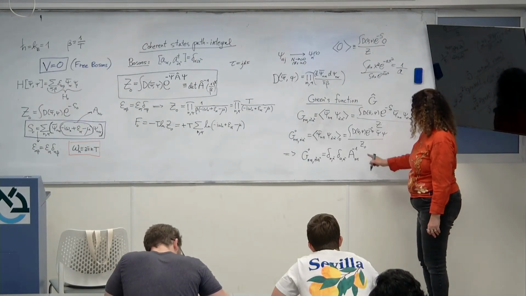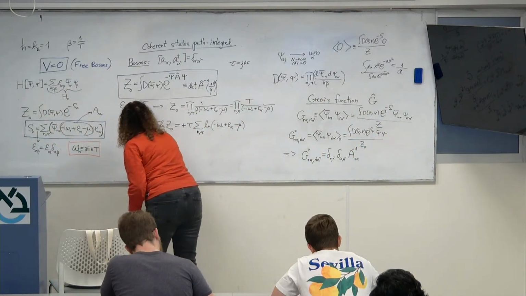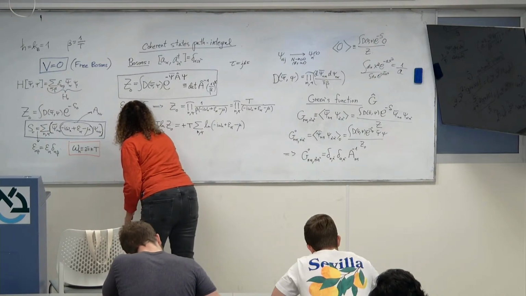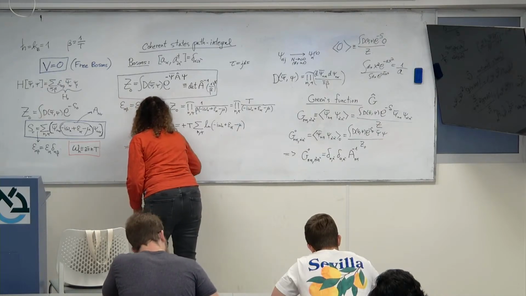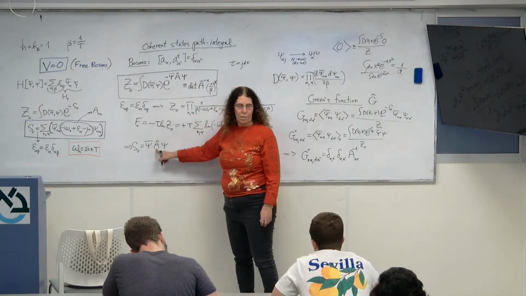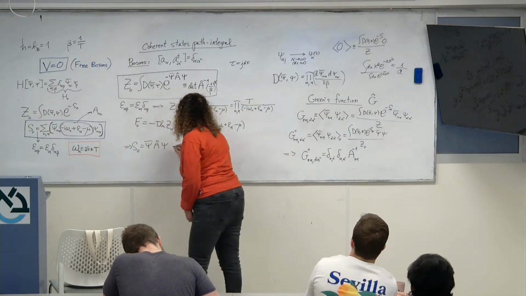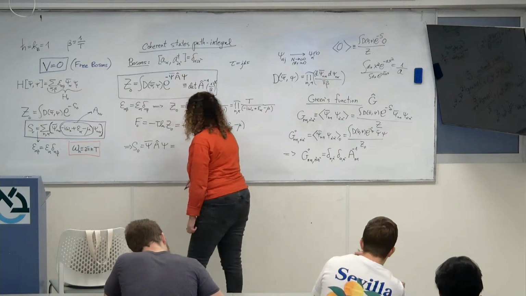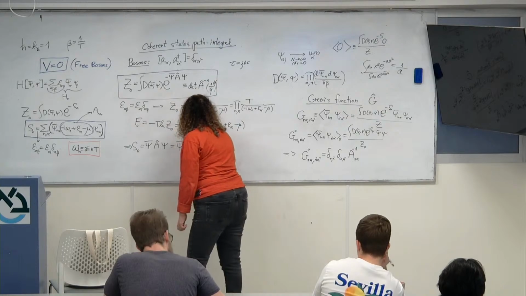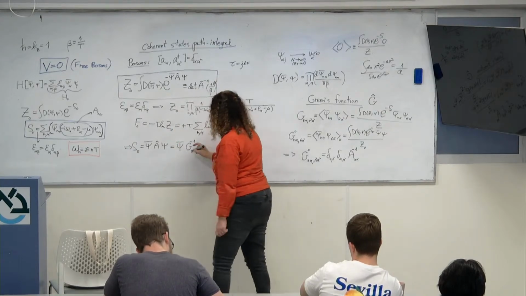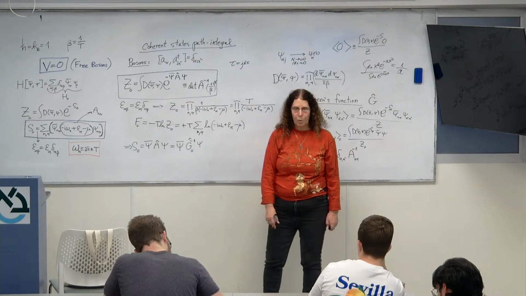So, because of that, when I'm writing S naught schematically as psi bar A psi, where A is again some matrix that can be written in a diagonal basis, it can be identified with the inverse of the matrix G naught. Okay?